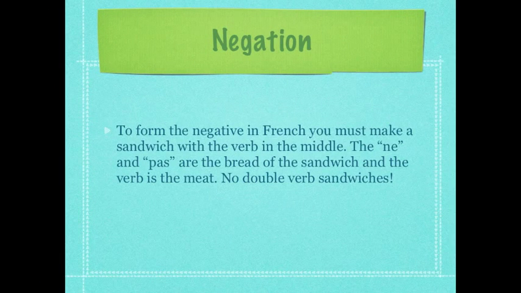To form the negative in French, you must make a sandwich with the verb in the middle. The ne and pas are the bread of the sandwich and the verb is the meat. No double verb sandwiches.